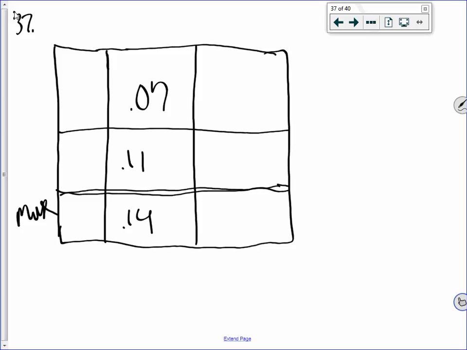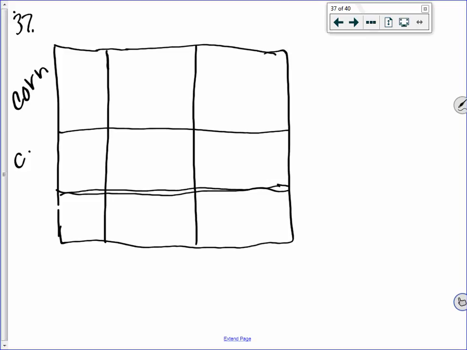Okay, I read the question. So canola, you're going to label as 0.07. And then corn is 0.14. And then the mix is 0.11. And you'll label that as the mixture.